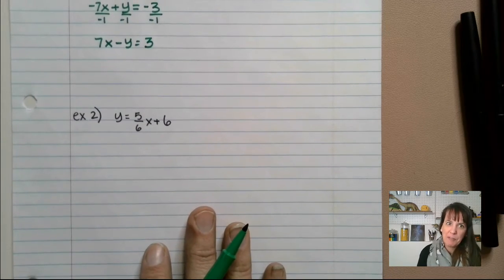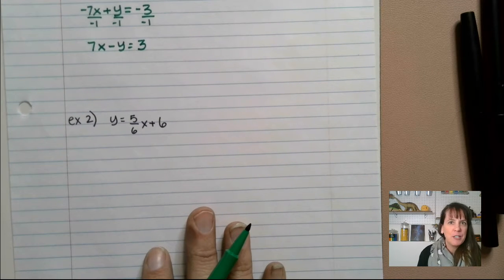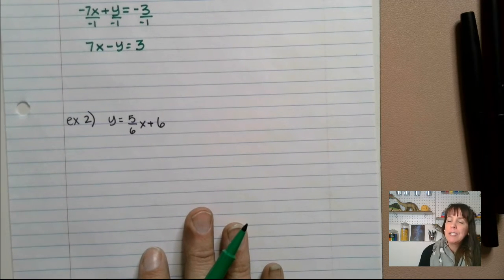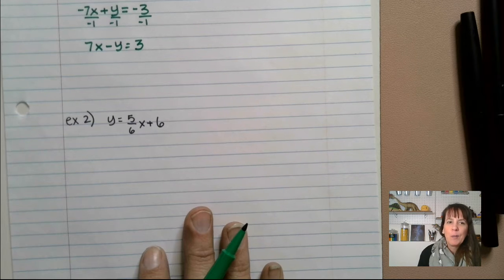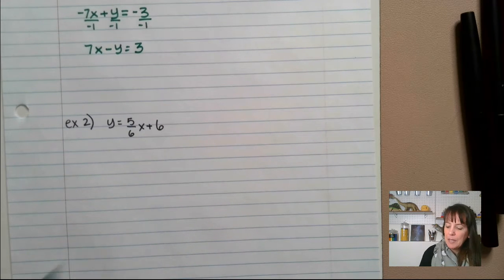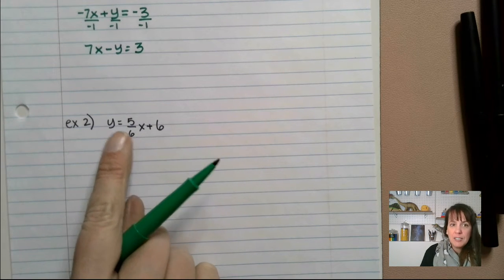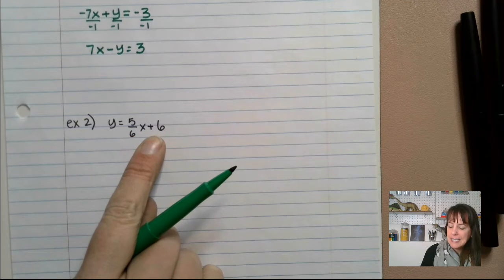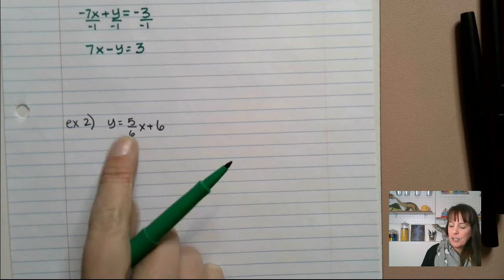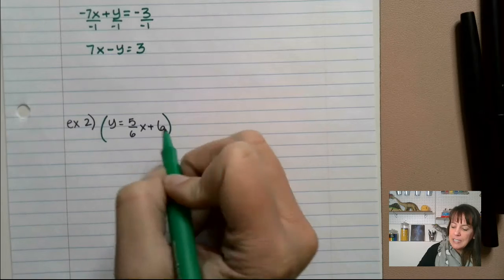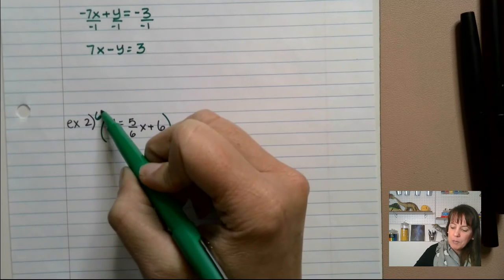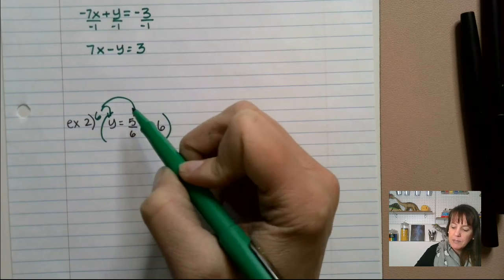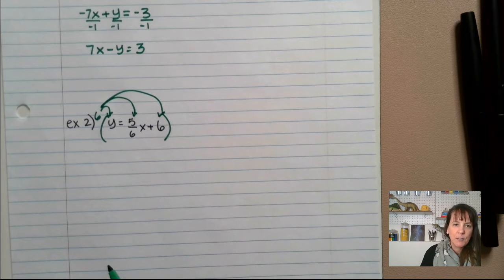All right, fractions. What happens when we have a fraction? If you have a fraction in your slope-intercept form equation, we definitely have to deal with that. So what we want to do is multiply each of our chunks here by what that denominator is. You'll see our denominator is 6. So we're going to multiply everything in here by 6. We're going to multiply the y. We're going to multiply the 5/6, and we're going to multiply that 6 over there.